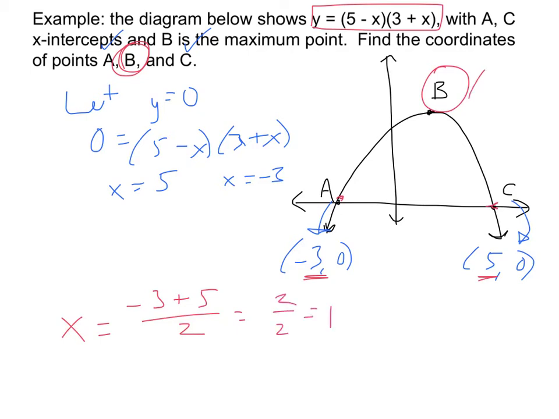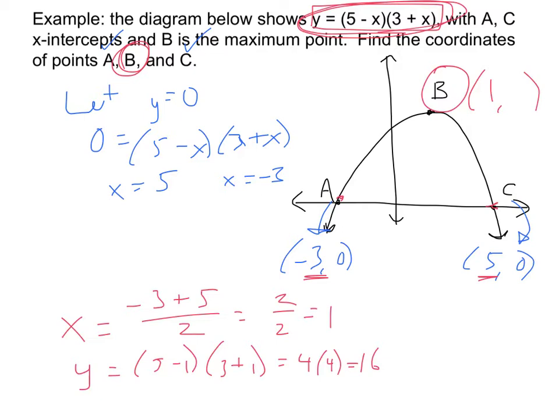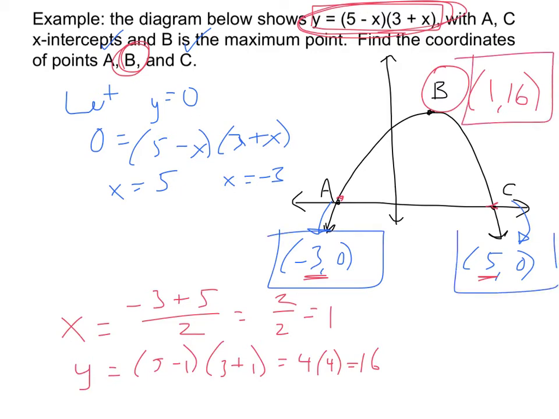So that tells me that coordinate B is 1, comma, something. I just have to find the y-coordinate. To find the y-coordinate, I'm just going to evaluate my original quadratic equation using x as 1. So I'll have y equals 5 minus 1 times 3 plus 1. That's going to give me 4 times 4, which is 16. So that B point is 1, 16. So we found A, we found B, and we found C.